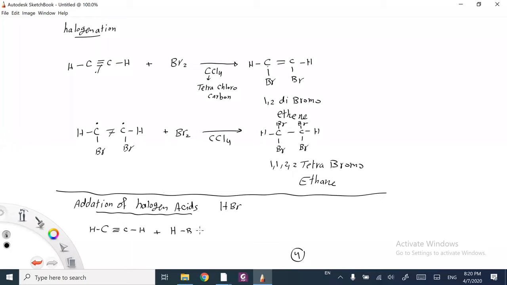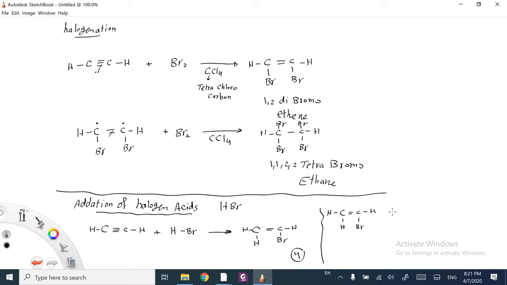It gives us, by breaking the pi bond, C double bond C, H, 1 Br and 1 H. When you add excess hydrogen bromide, C double bond C, H, and Br. As we said before, we have a rule called the Markovnikov rule.